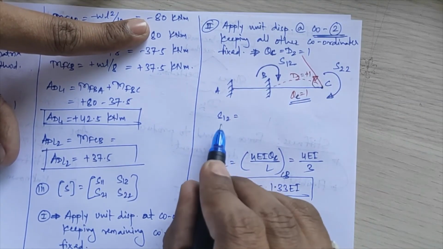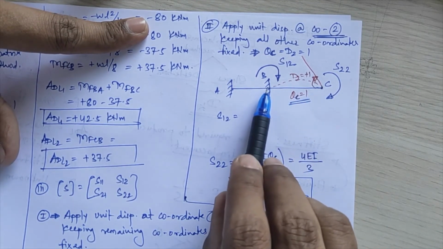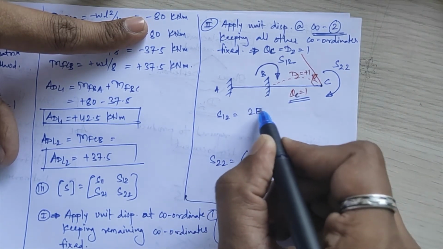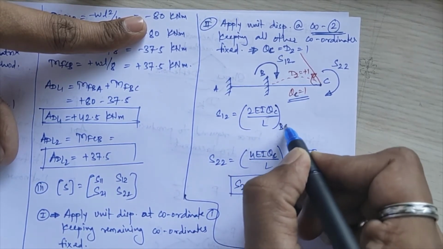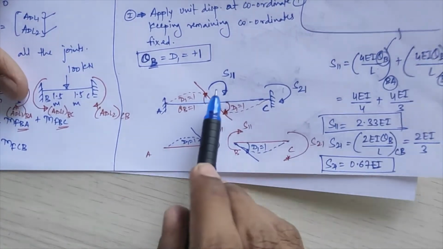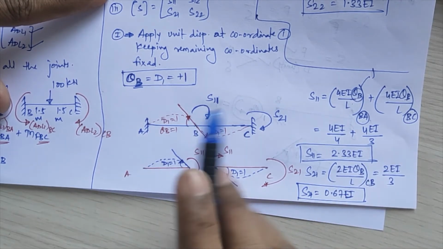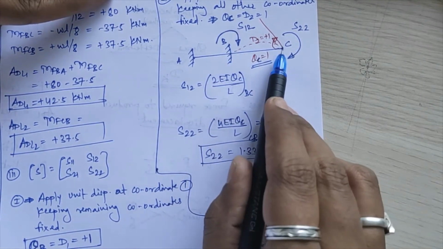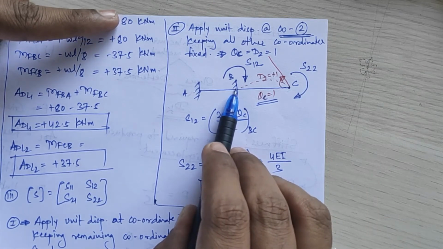Next, S of 1, 2 I will calculate. You are applying unit displacement at point C. Compared to this, B will be your far end over here. So for the far end moment, that will come here as 2 EI theta C upon L, but this will be only for member BC. Now you may get confused here. S11 we took for two members, that is BA and BC, because the rotation was acting at point B. But here S of 1, 2 will be only for member BC, because A and B are both completely fixed over there.